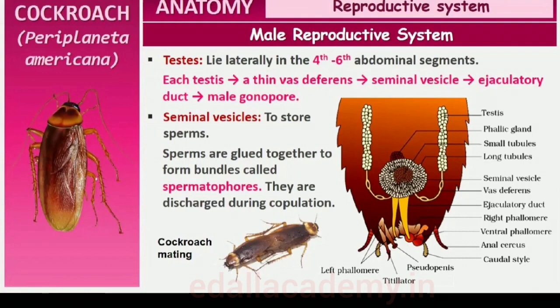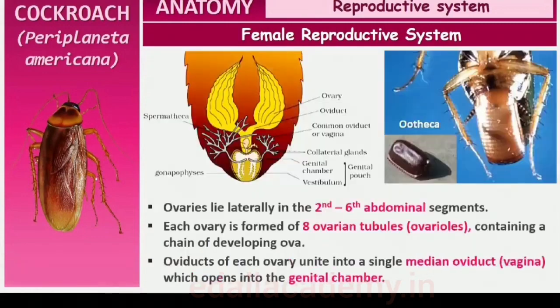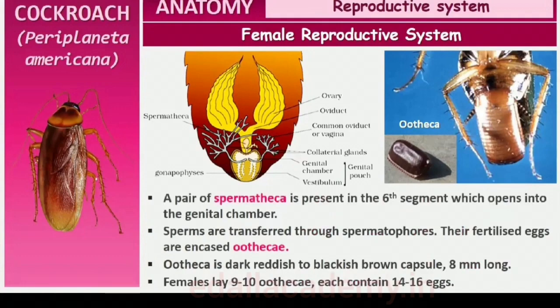are discharged during copulation. The female reproductive system consists of 2 large ovaries, lying laterally in the 2nd-6th abdominal segments. Each ovary is formed of a group of 8 ovarian tubules or ovarioles, containing a chain of developing ova. Oviducts of each ovary unite into a single median oviduct, also called vagina, which opens into the genital chamber. A pair of spermatheca is present in the 6th segment, which opens into the genital chamber.